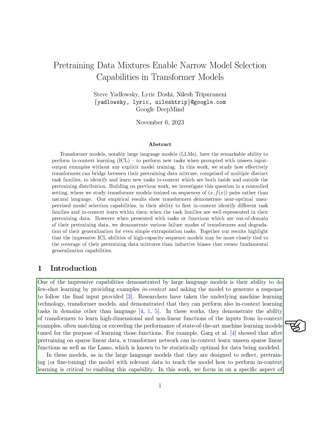Section 1 Introduction. In this paper, we delve into the fascinating world of large language models and their ability to perform few-shot learning. This is a process where the model is given a few examples and then asked to generate a response. This capability has been demonstrated not only in language tasks but also in other domains, thanks to the underlying technology of transformer models.